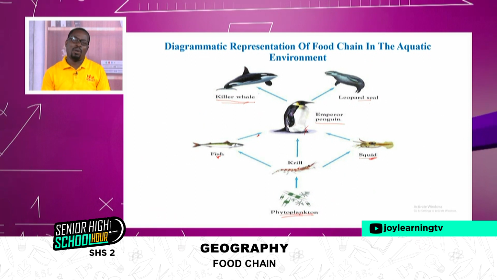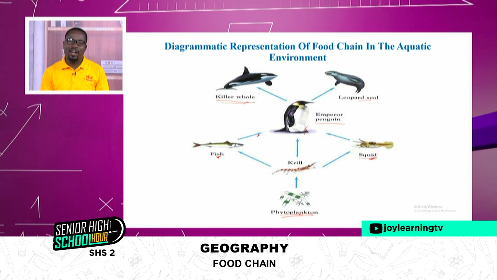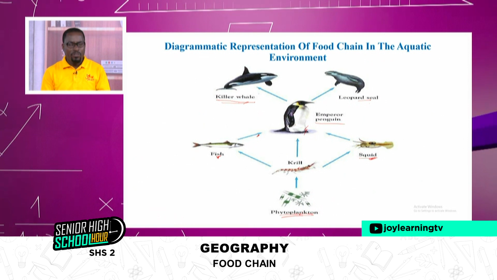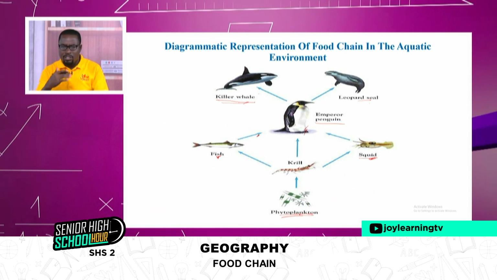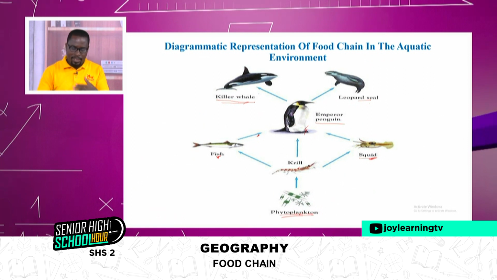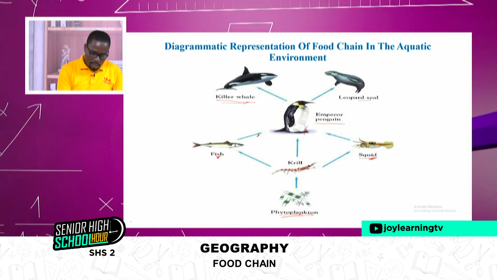And look at the grasshopper feeding on the plants. Look at the rat feeding on the grasshopper. And then the snake will also come and feed on the rat. And then we have the decomposers and all that. So that is how the chain works, step by step on different trophic levels.